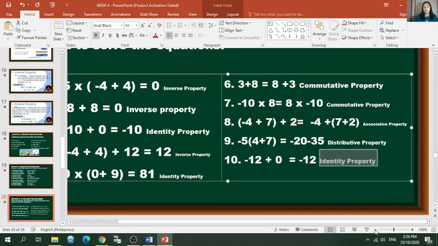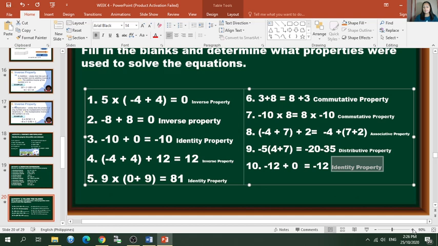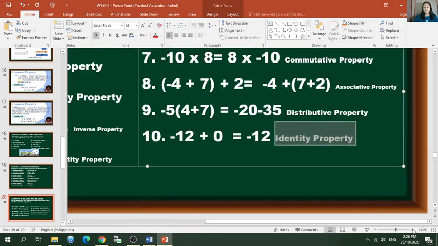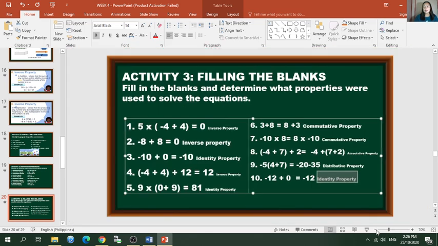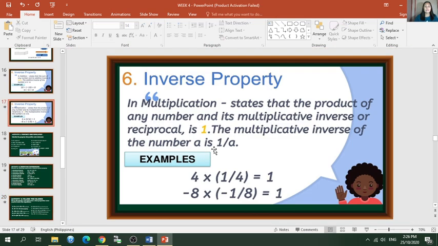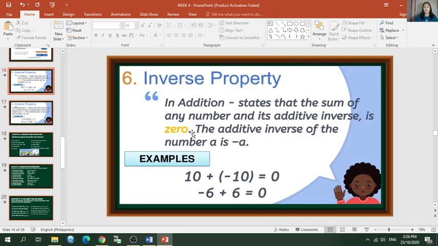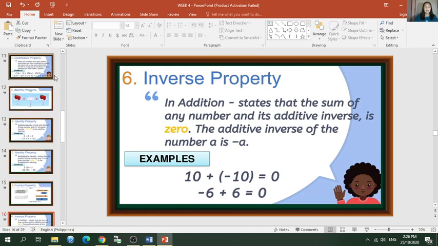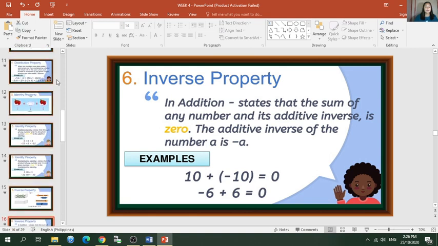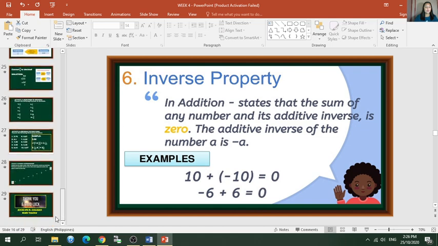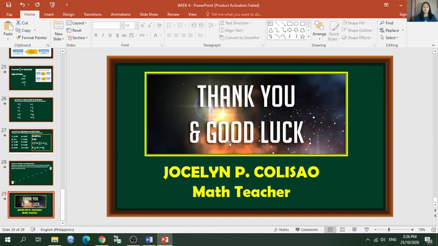Okay, so any questions so far? So this is the content of what we call properties on the operations of integers. Okay, so if there are no questions, then thank you and good luck.